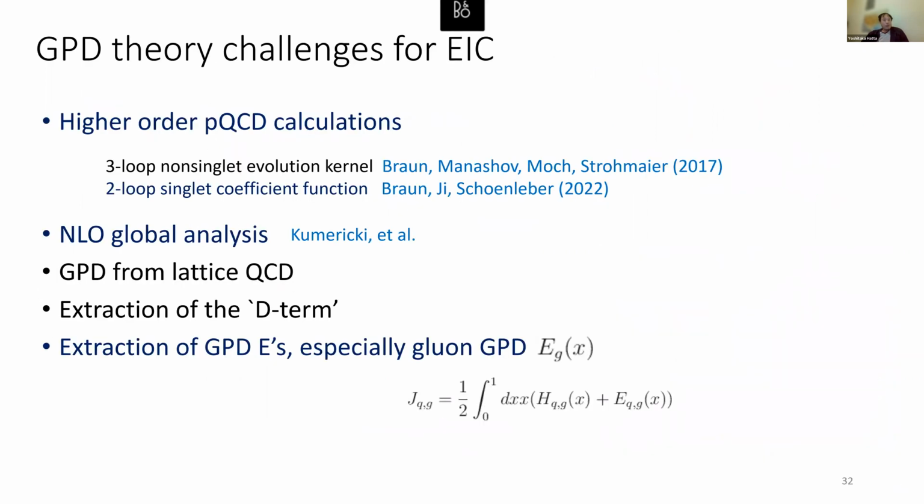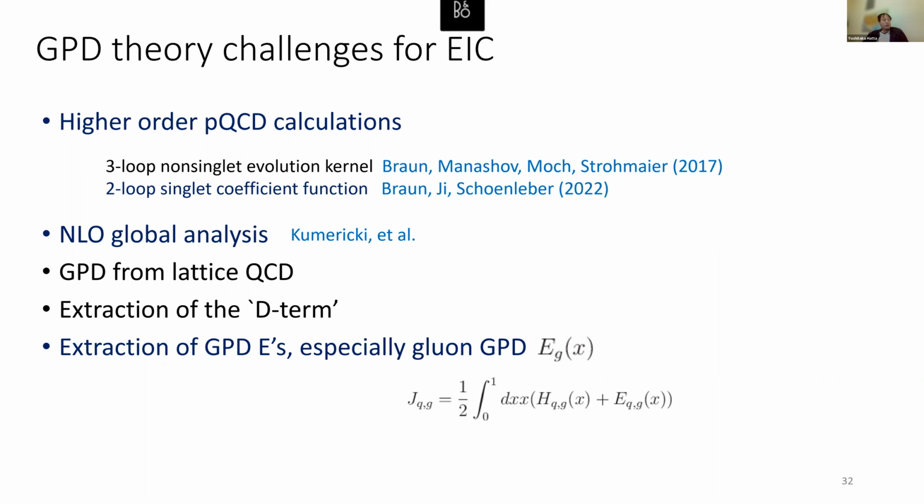So here are the status and the theory challenges for the EIC. There has been very impressive work by Braun and his collaborators on higher order pQCD calculations. The splitting function has been calculated to three loops, and the coefficient function has been calculated to two loops. This is a very recent paper. These are basically the ingredients for the next-to-leading order global analysis. However, the community is currently struggling to come up with the next-to-leading order global analysis, and there is a work effort by Kumerički and his collaborators.